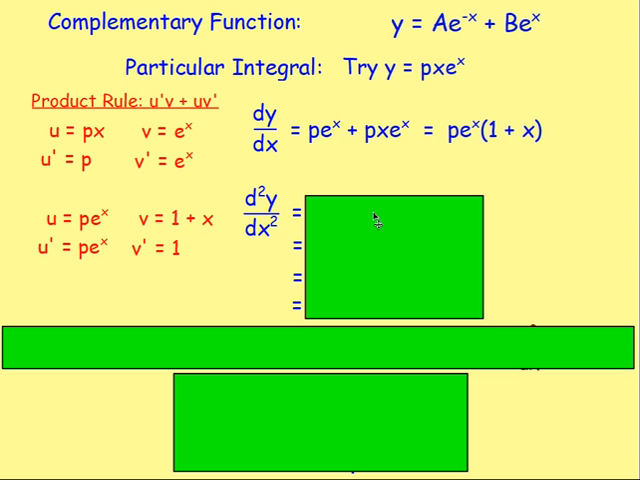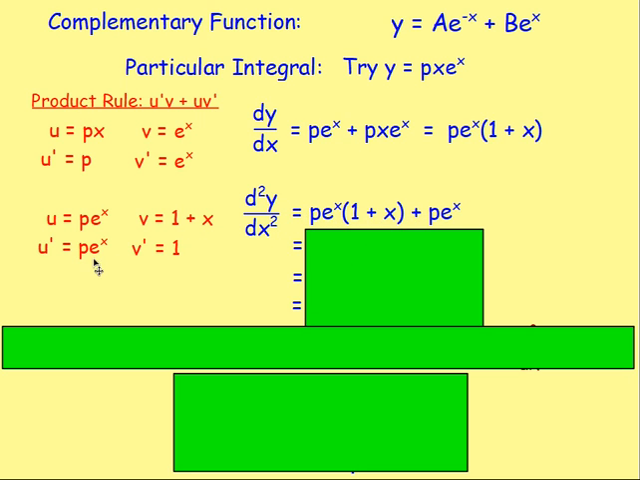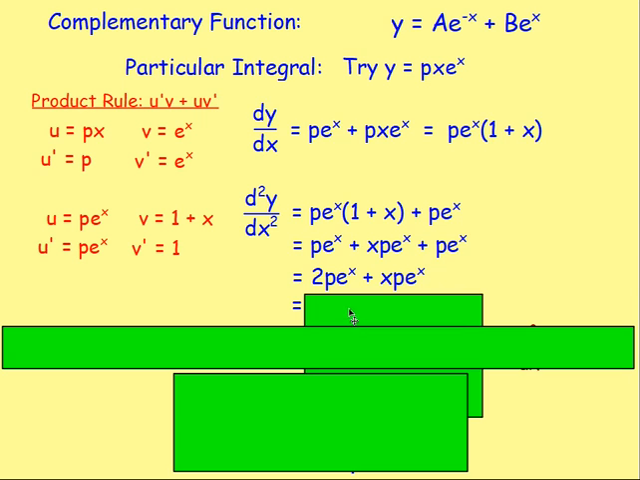d2y by dx squared would equal u dash v plus uv dash. So p e to the power of x times 1 plus x plus p e to the power of x times 1. Multiply out the brackets there to have p e to the power of x plus x p e to the power of x plus p e to the power of x. Meaning then, this first and the last term, you can add them together, so you've got 2p e to the power of x plus x p e to the power of x. And again, you could take out a common factor of p e to the power of x, in brackets, x plus 2.